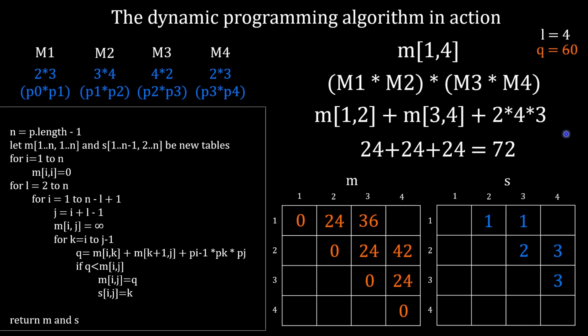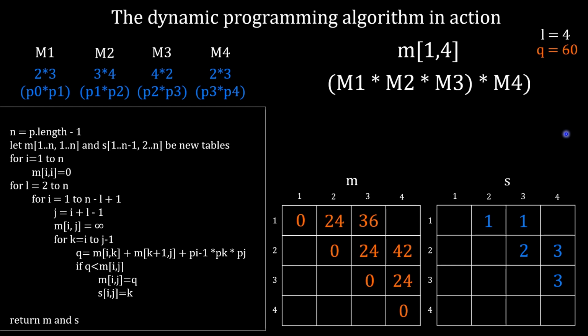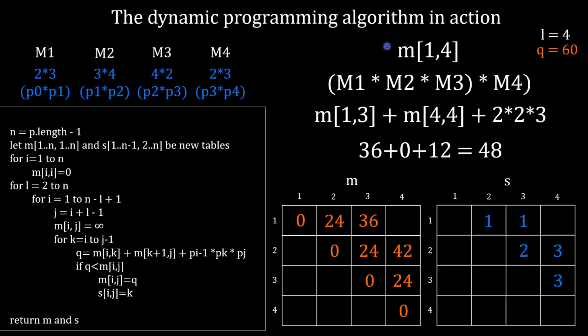We then look at the next combination, and we can see that it gives us 72, which is bigger than 60, so this isn't more efficient, so we continue, and we don't update q. We then look at this combination, which is multiplying matrix 1 by matrix 2, matrix 3 first, then the result of this multiplied by matrix 4. This gives us a result of 48, which is smaller, so more efficient than the previous combination that we had, which was q equals 60. So we update q to be 48.